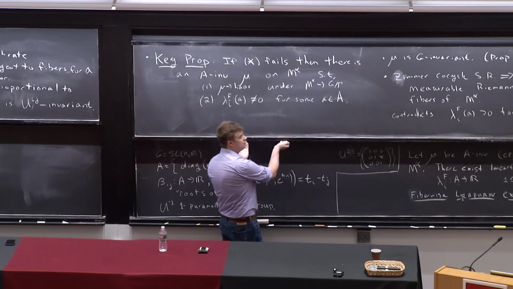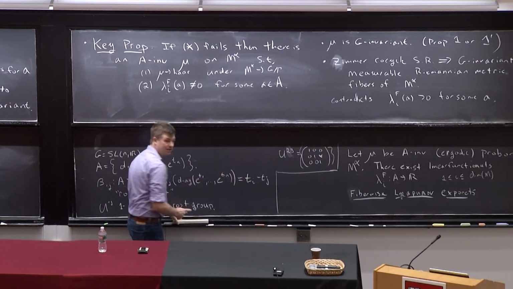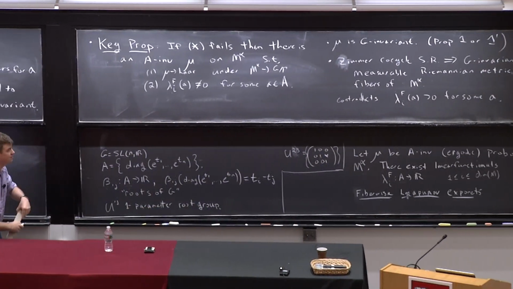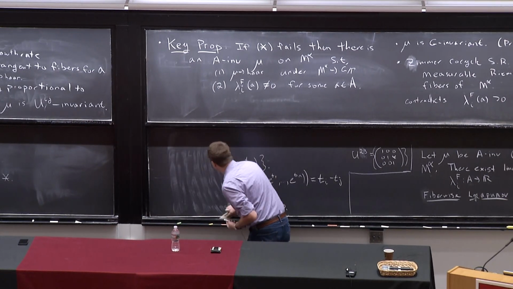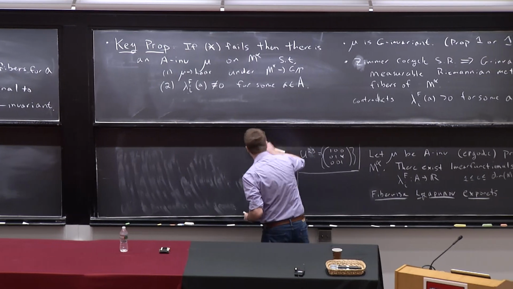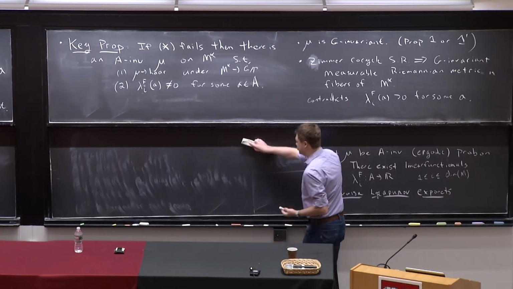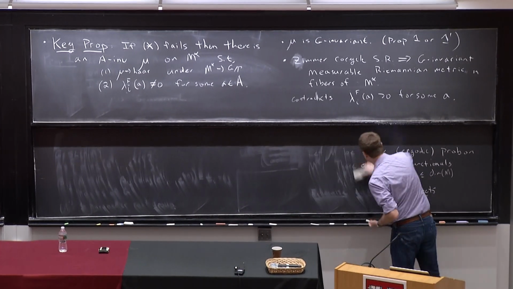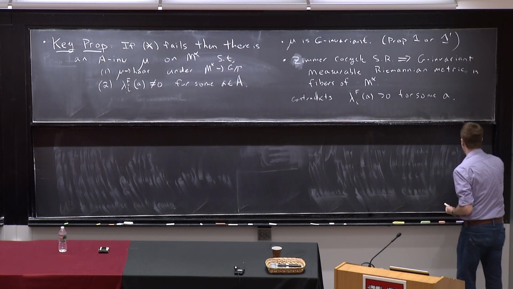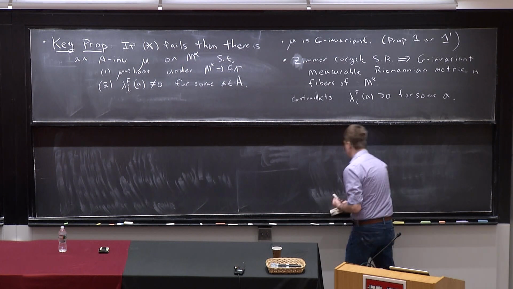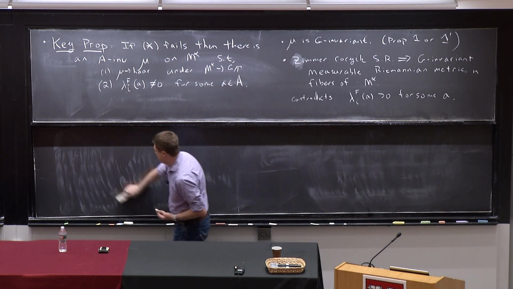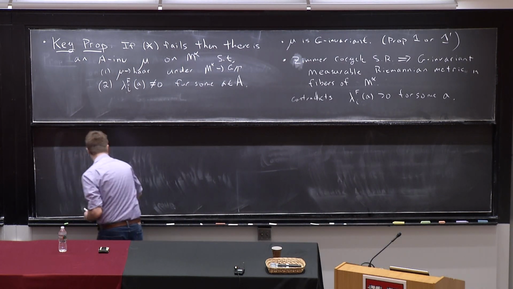So now I want to shift directions and talk about some actions that do exist, as opposed to showing that no actions exist. So what I'd like to consider is actions on the torus.